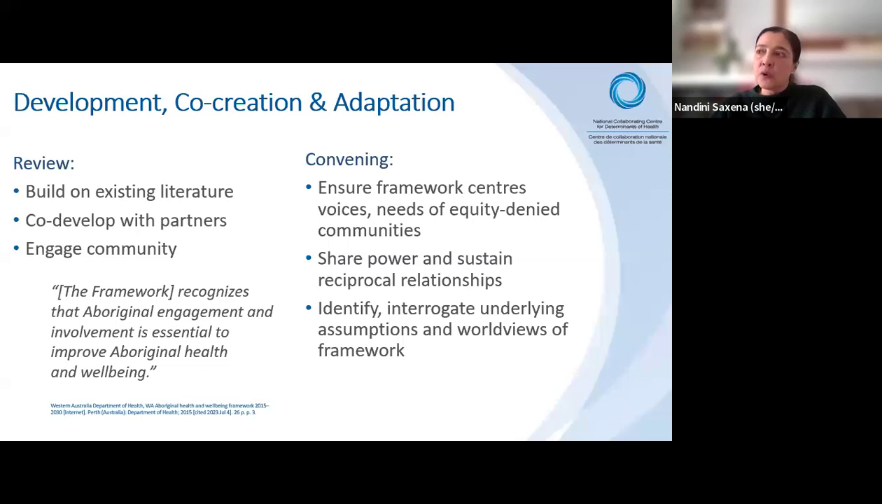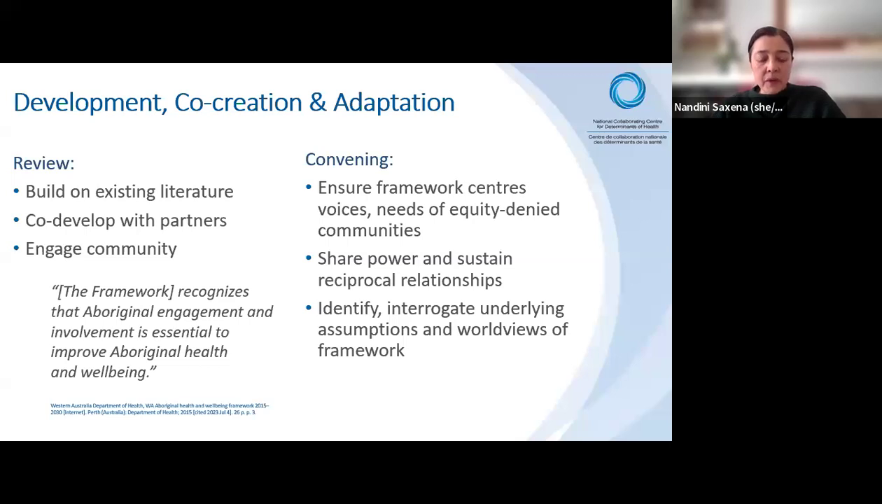And this is illustrated by the quote on the slide, which is from the Western Australia Department of Health. So the framework recognizes that Aboriginal engagement and involvement is essential to improve Aboriginal health and well-being. What we found in the convening was that there was a lot of congruence with what was happening already in the literature, but I would say that it went a bit further in that people in the convening were saying that we need to ensure that frameworks center the voices and the needs of equity-denied communities. And underlying this was participants' reflection on the significance of sharing power and sustaining reciprocal relationships.